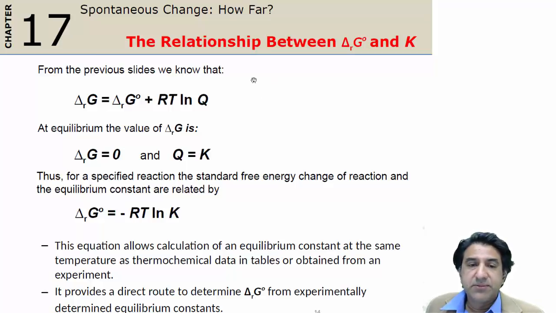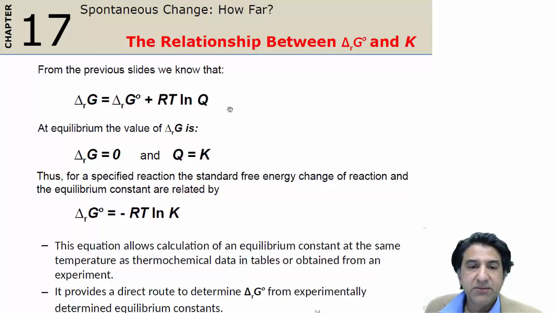If you watched the previous mini lecture describing the Nernst equation, which I said was the most important equation in chemical thermodynamics, you will know this equation. This is the Nernst equation. Delta G for any reaction at any concentration of reactants and products is delta G naught for that particular reaction at standard conditions plus RT ln Q.